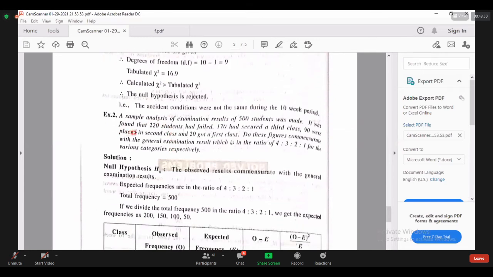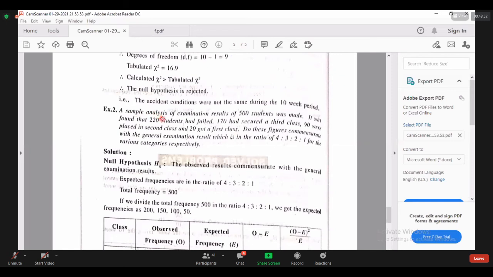See the next problem. A sample analysis of examination results. For this one, just a minute.